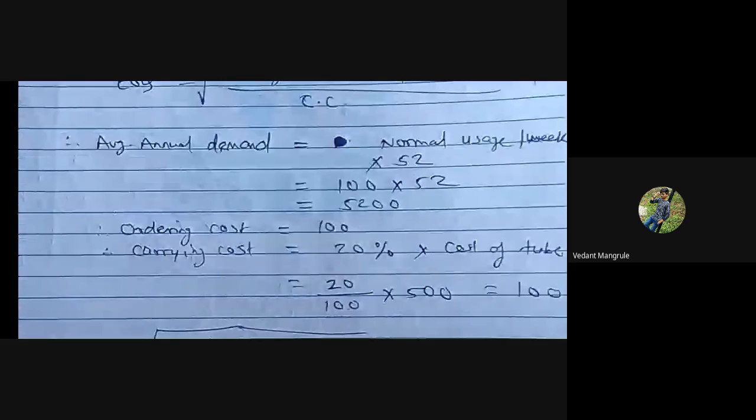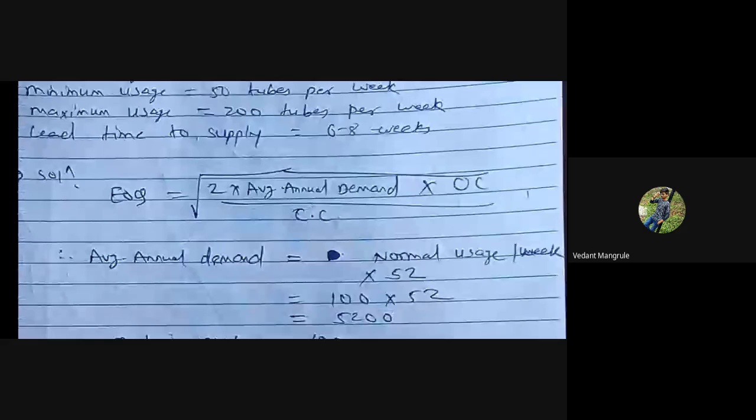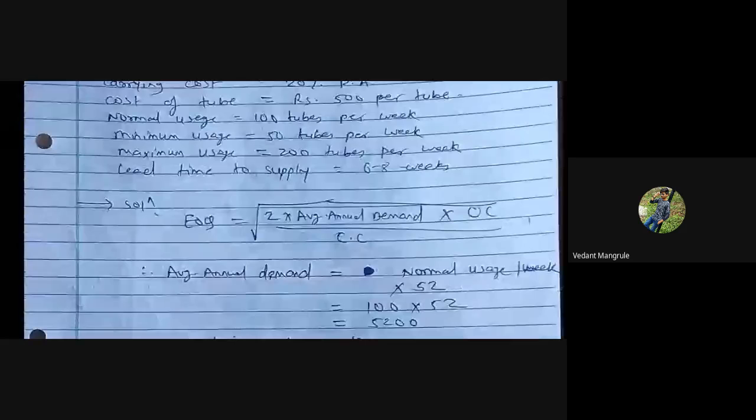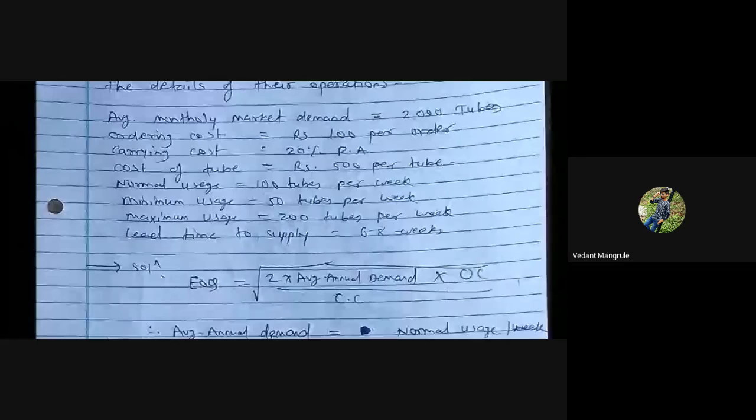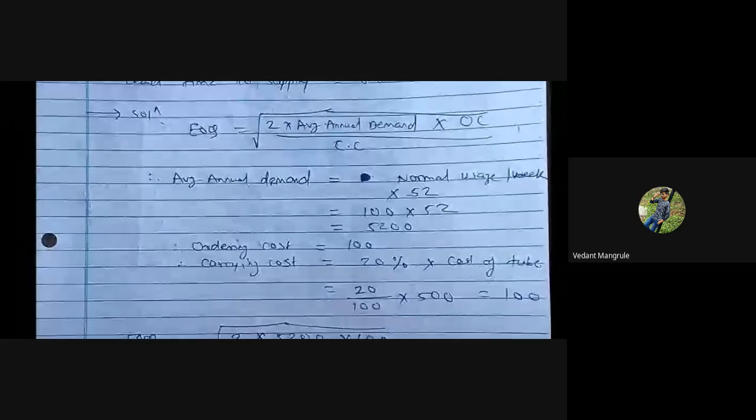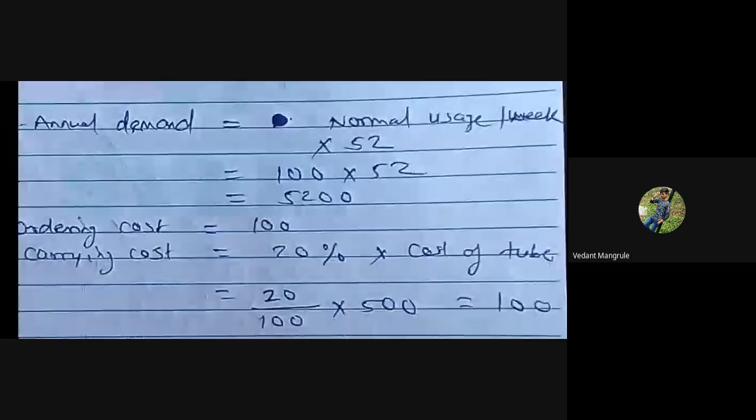So 2 into average annual demand, we have calculated. What is the ordering cost? Ordering cost is equal to 100 per order, they have given in the problem. And last is the carrying cost. CC is equal to 20% of the cost of tube. 20 divided by 100 into the cost of tube, which they have given as 500 rupees.